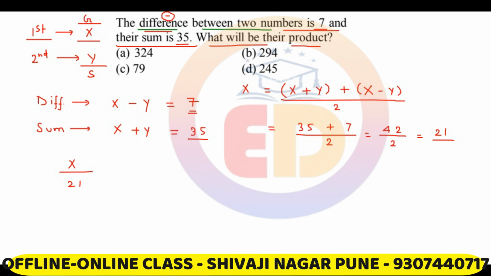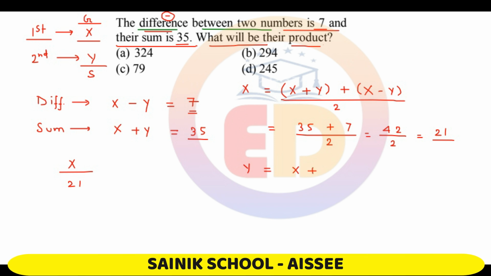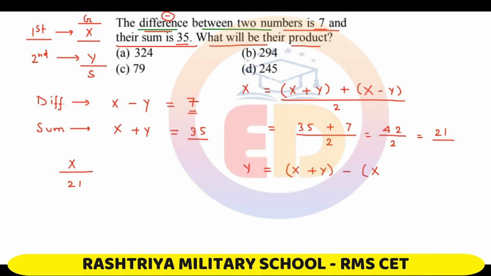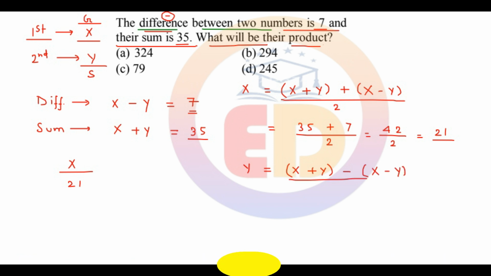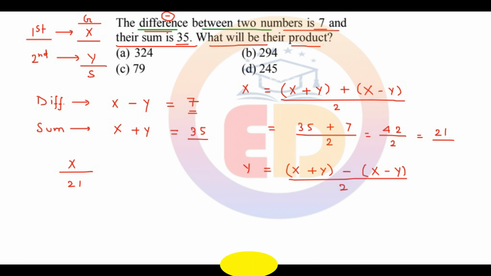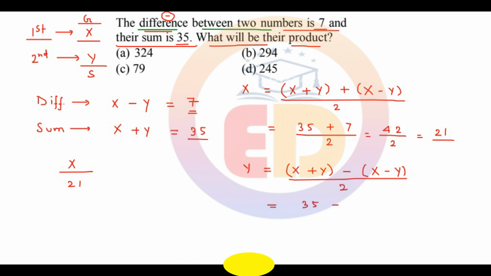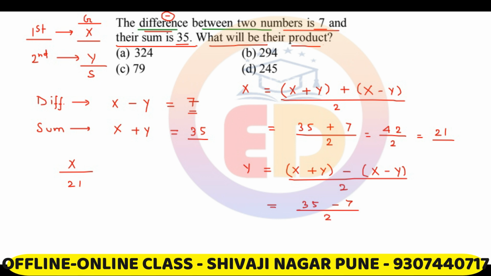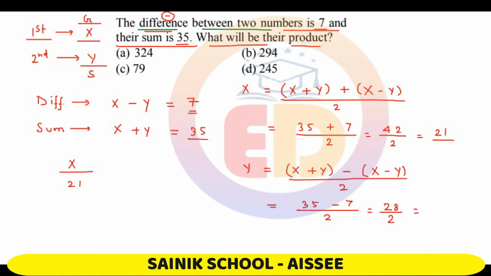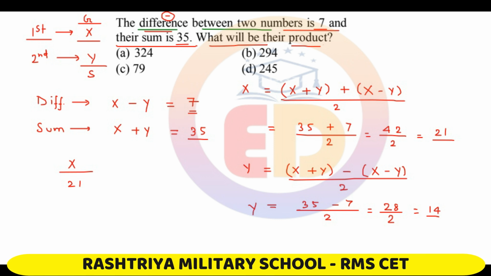And now to find out y, we have the formula (x plus y minus x minus y) upon 2. Remember, y is the smaller number. x plus y is 35 minus x minus y is 7, upon 2. 35 minus 7 is 28. 28 upon 2 is 14. So the value of the smaller number y will be given as 14.